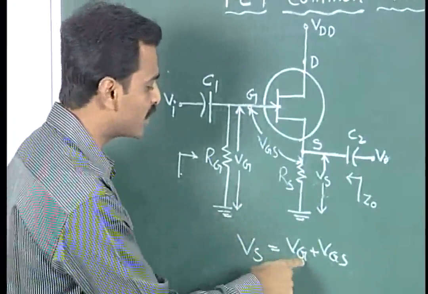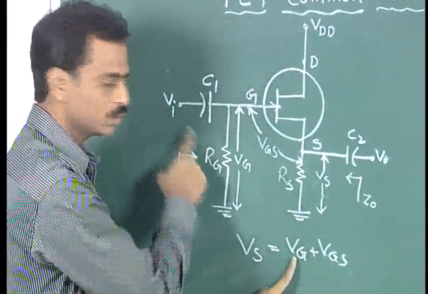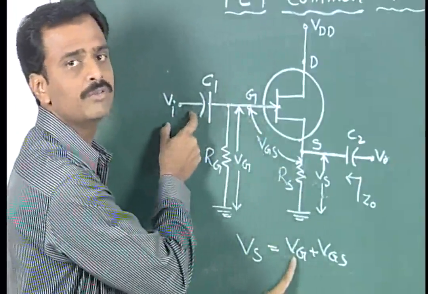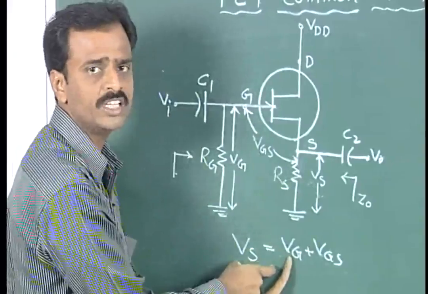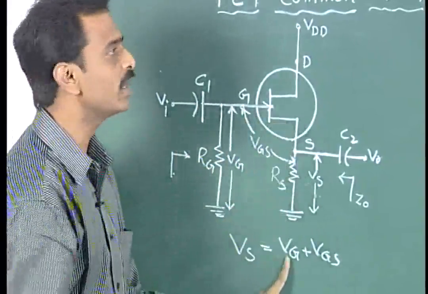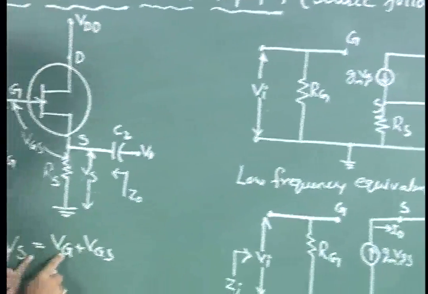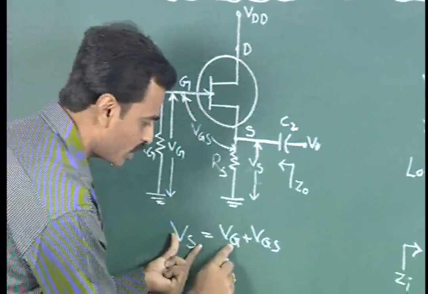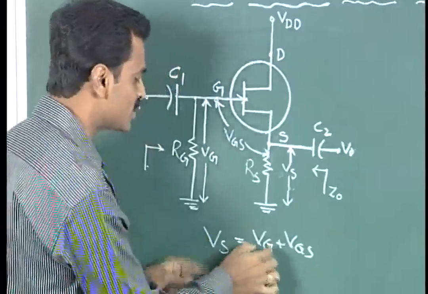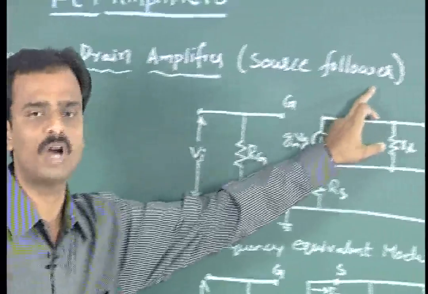Hence, indirectly we can say that Vs depends on Vg, and further on Vi. So Vs can be obtained by variation in the Vi, as the source voltage totally depends upon the variation of input voltage. Hence, it has been named as source follower. As Vi varies, Vg varies, and this source voltage also varies, so that it is called a source follower.